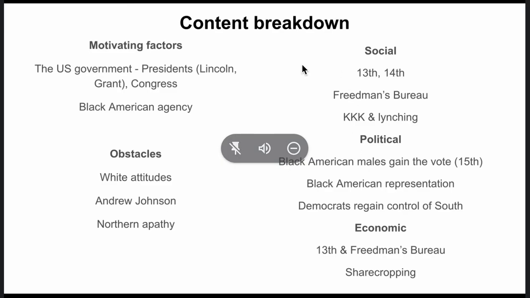Another way to break down the content, thinking about civil rights, is to think about social, political, and economic rights. I've just put some points there that you could put under those categories. There obviously are more examples that you could talk about. But that's a good way of breaking down the content: social, political, economic. What are the things that affect social rights? What are the things that affect political rights? And what are the things that affect economic rights in this period?